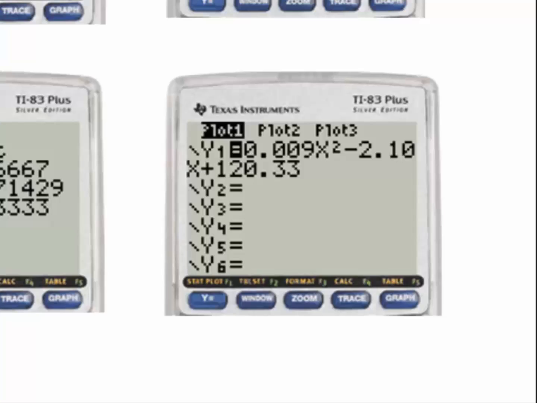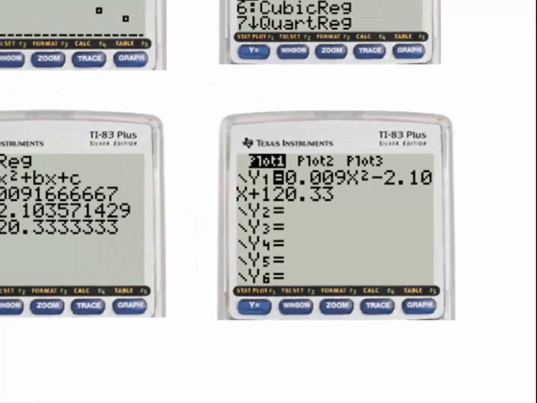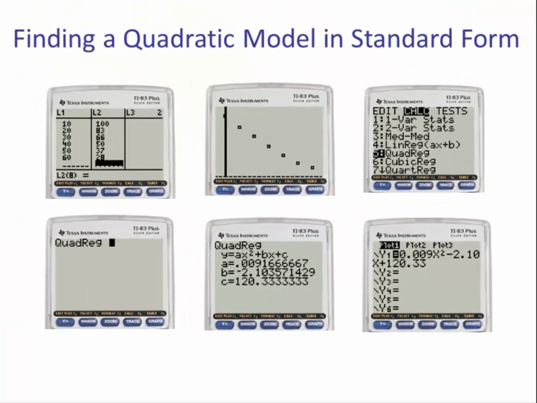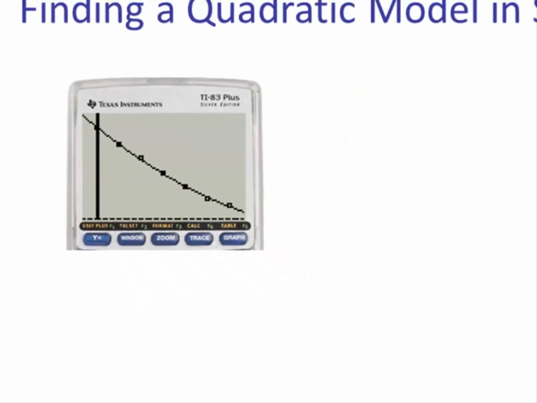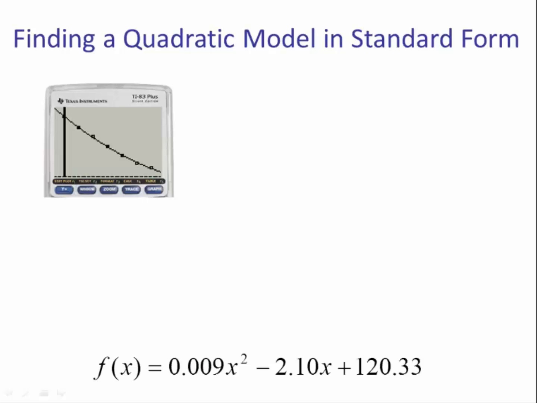Again, to see how well this model fits the data, we need to type in the model in y1. So here's the model with the data points. This model is fitting the pattern very well. So our function is f of x equals 0.009 x squared minus 2.10x plus 120.33.